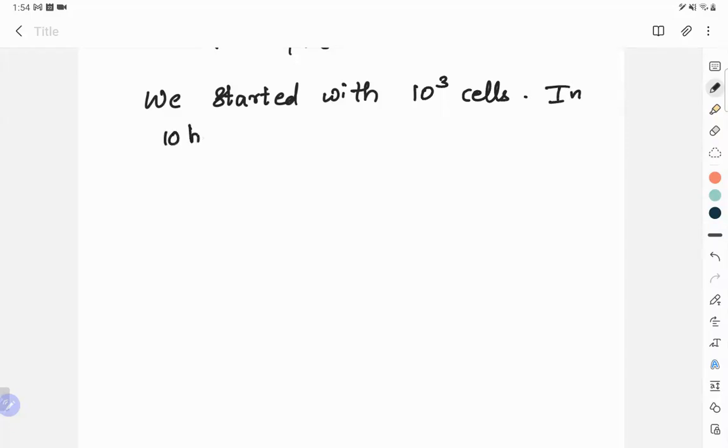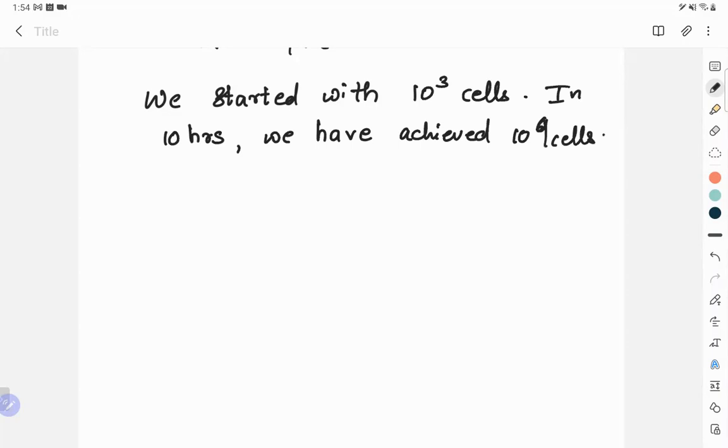Okay, so let us begin with, say, this problem, which is from your book itself. It's a very basic problem. Let us say we started with n raised to 3 cells. In 10 hours, we have achieved n raised to, say, 9 cells. Let us say 9 cells.